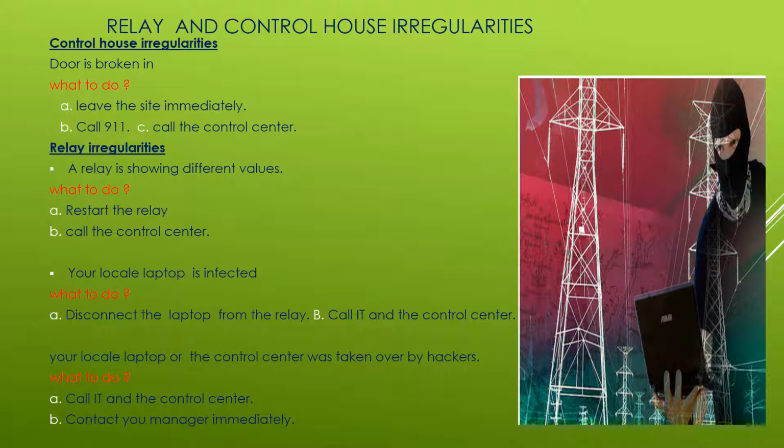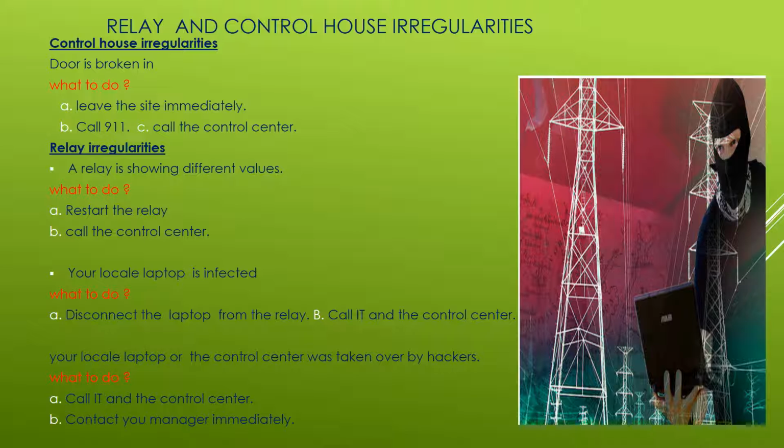Relay and control house irregularities. Control house irregularities: the door is broken in. What should you do? You should leave immediately. There may be a person waiting for you with a gun and he's trying to get login information. So you want to leave immediately. Call 911 and tell them what you saw, and then call the control center and give them the information so they can know how to react to it.